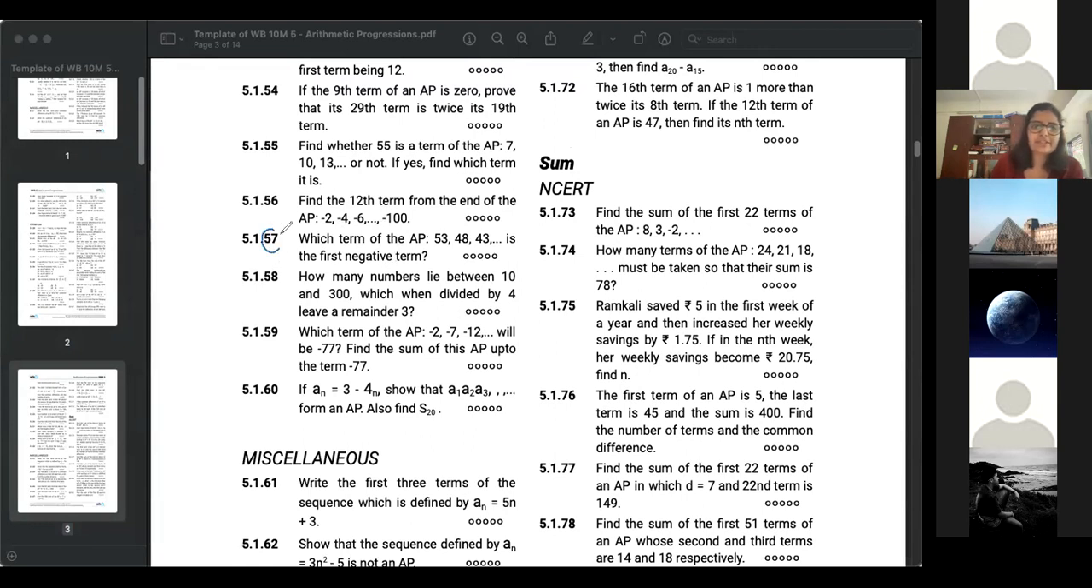Let's do like 57 and 58. So pehle 57 kar lo. Which term of the AP is the first negative term? So if you see the AP, it's decreasing: 53, 48, 43 goes on. At some point, it's gonna cross 0. So which term is the first negative term?